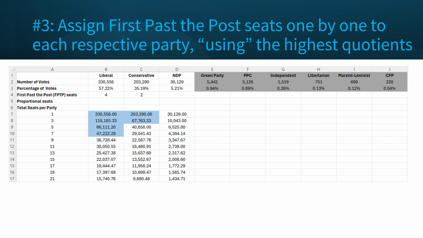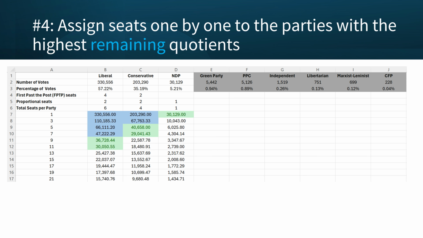In this example, we assume that out of the 11 seats in the province, 6 would have been filled using first-past-the-post, and of these 6, the Liberals would have won 4 of them, and the Conservatives 2. Finally, you assign the proportional seats one by one to the parties with the highest remaining quotients.